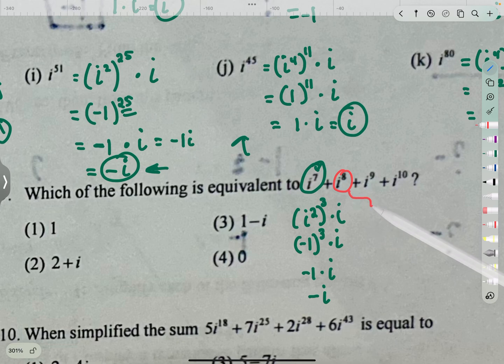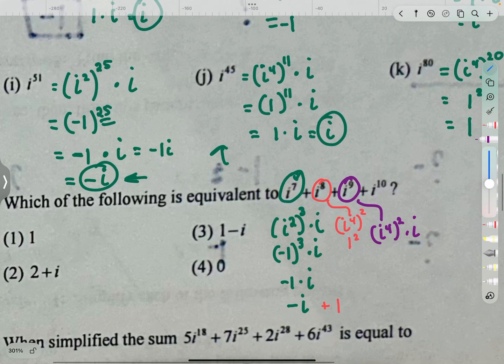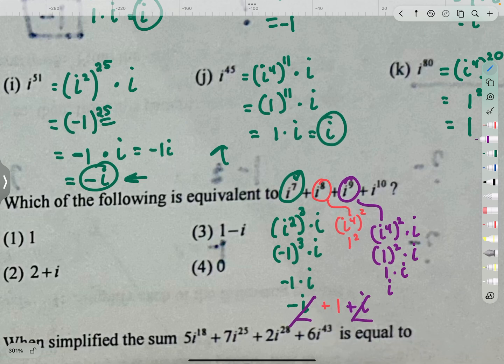Now I go to i to the 8th. I'm going to use a 4 for that one because 4 goes into 8 evenly. i to the 4th is 1, and 1 squared is just 1. So now I'm at plus 1. I'll do my i to the 9th. i to the 9th is an i to the 4th squared times an extra i. So i to the 4th is 1. 1 squared is 1. So this is 1 times i, which is i. So now I've got plus another i. Ooh, those two i's cancel each other. So I'm going to get rid of those. I'm down to 1 plus whatever i to the 10th is.